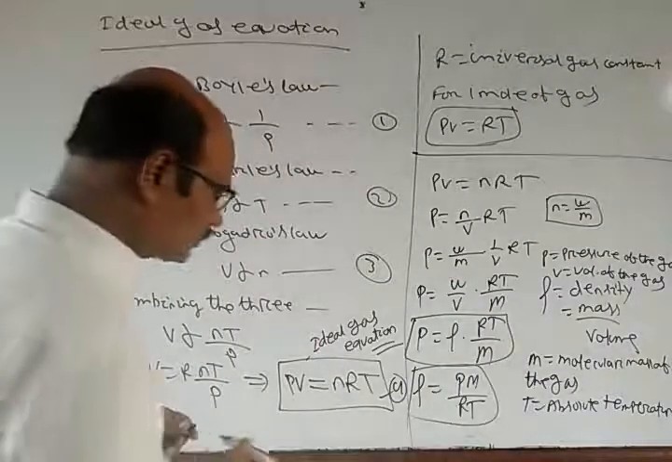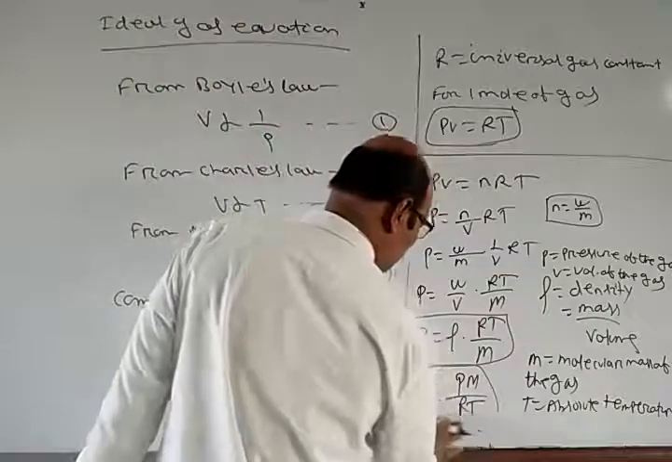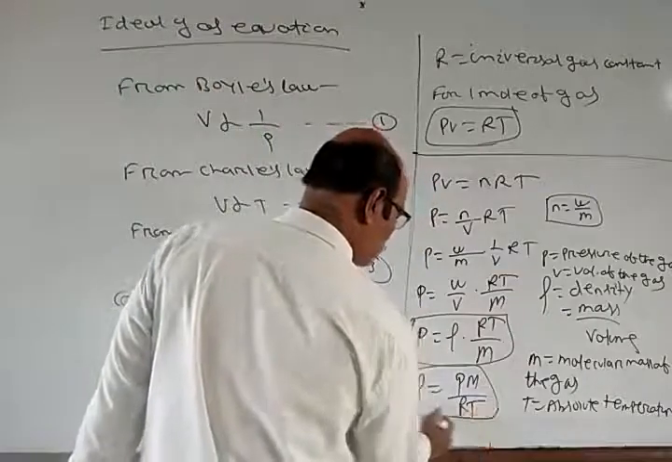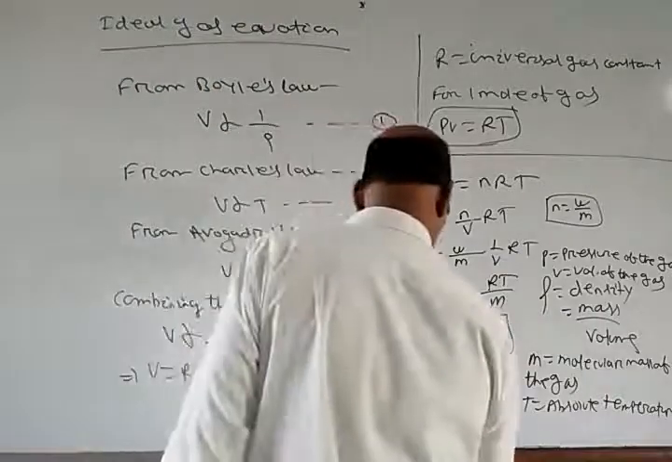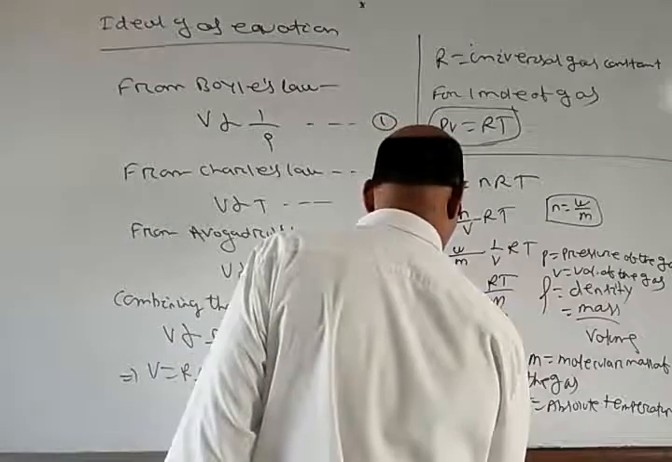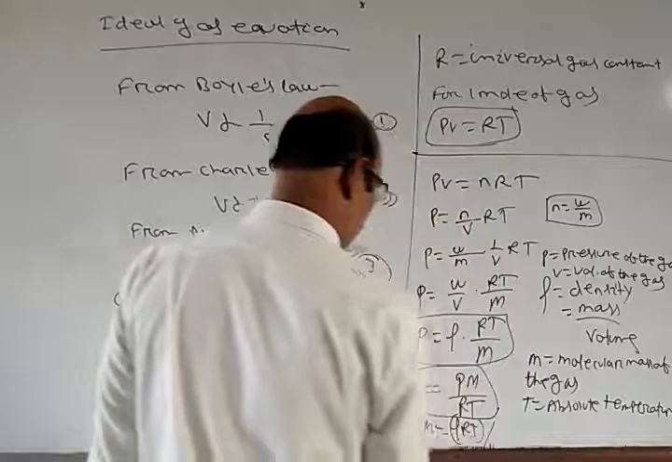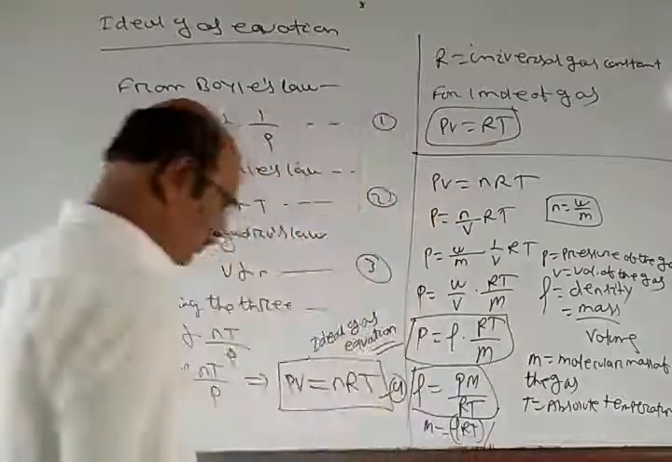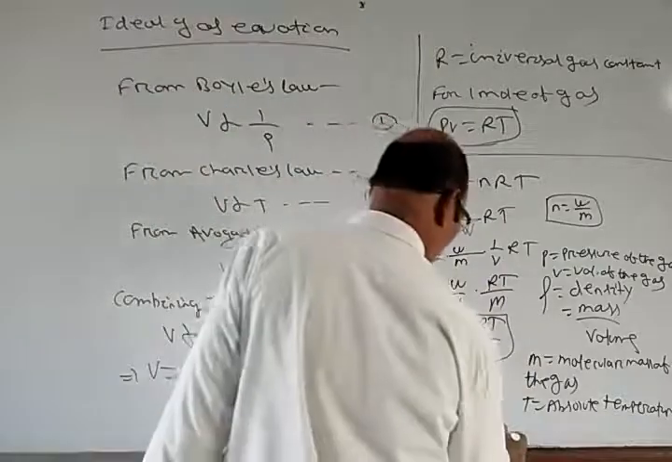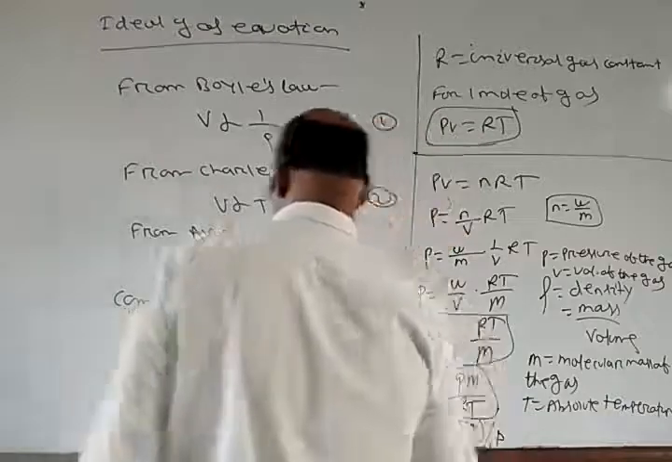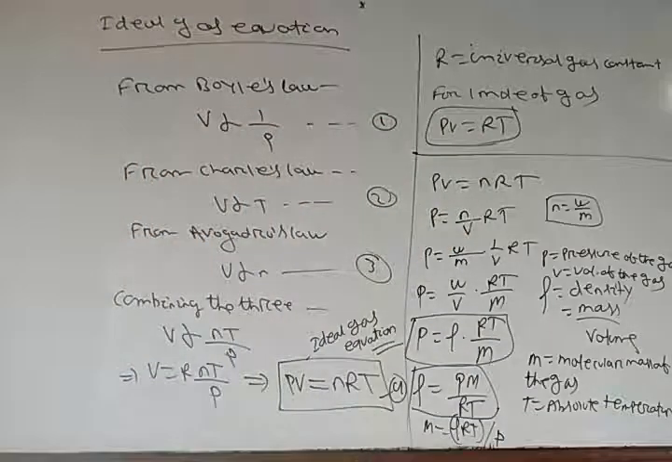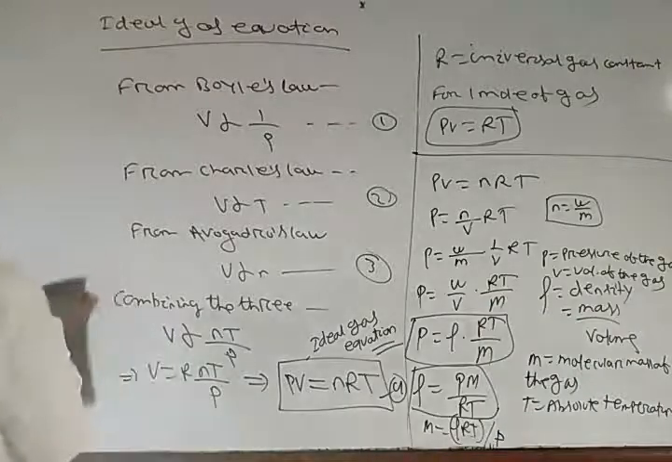So from this equation we can also find out the molecular mass of the gas. M equal to rho RT by P. Okay. Now about the R.